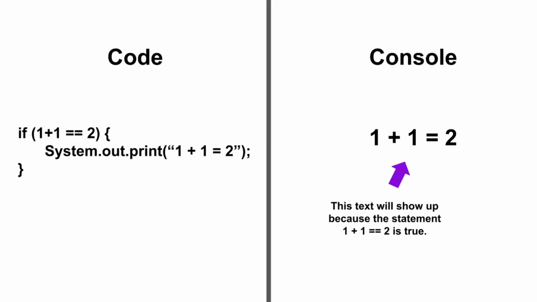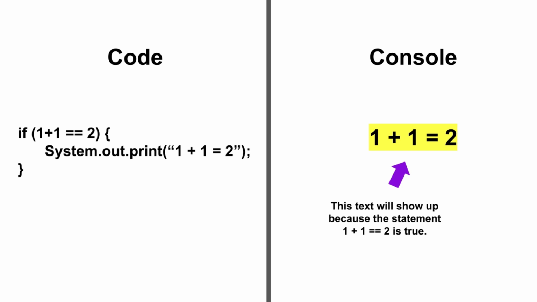Here, I have a simple code involving an if statement. We will check if our argument, 1 plus 1, is 2. If it is true, we will print a text on the console. Since 1 plus 1 is indeed 2, the argument is true. So the print method should be executed, and we should see our text on the console.